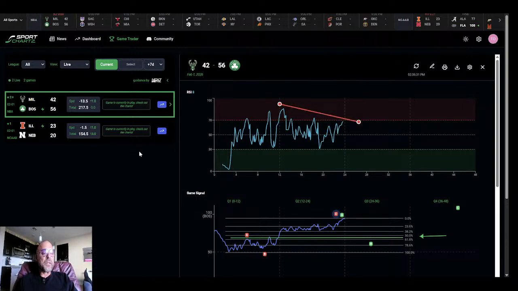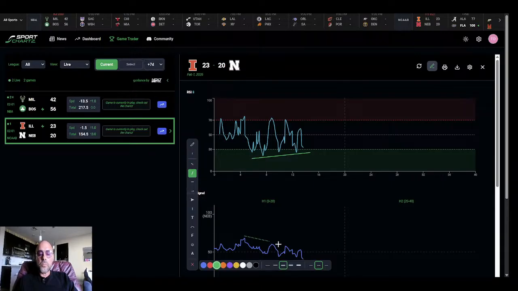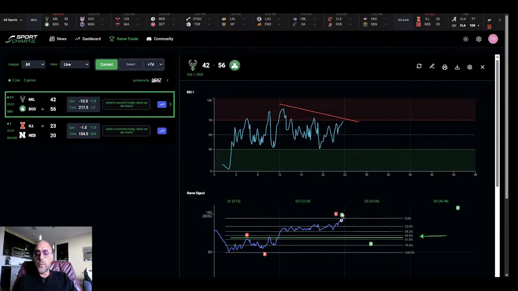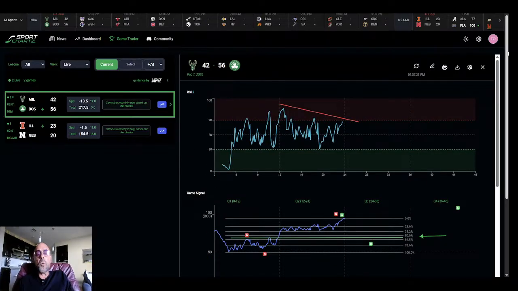And what do we got here? 23-20. Uh-oh. All right. I'm not counting out Nebraska. Still got divergence. Let me go back though. I want to go back here for a sec. 14 points. Negative divergences. Yeah. I'm going to take Milwaukee right now.